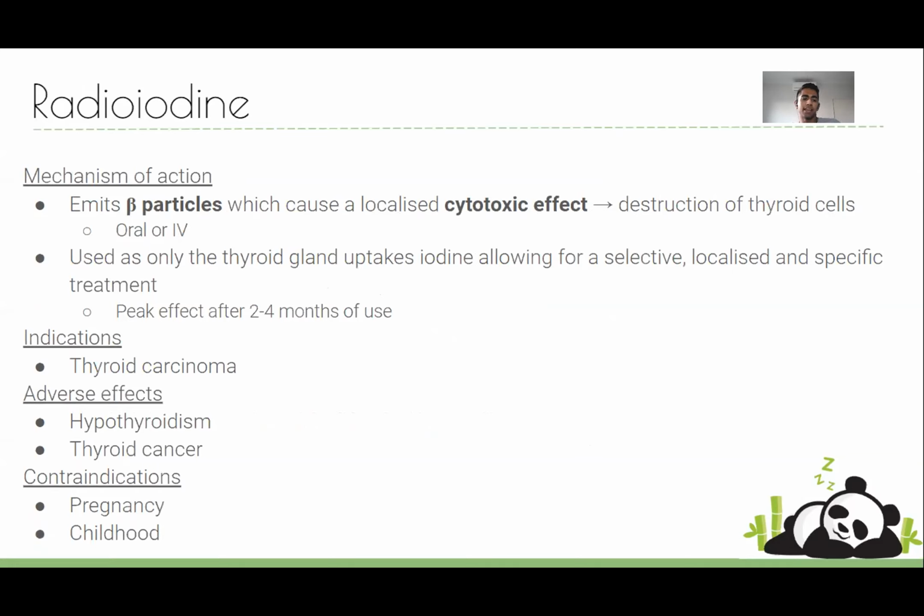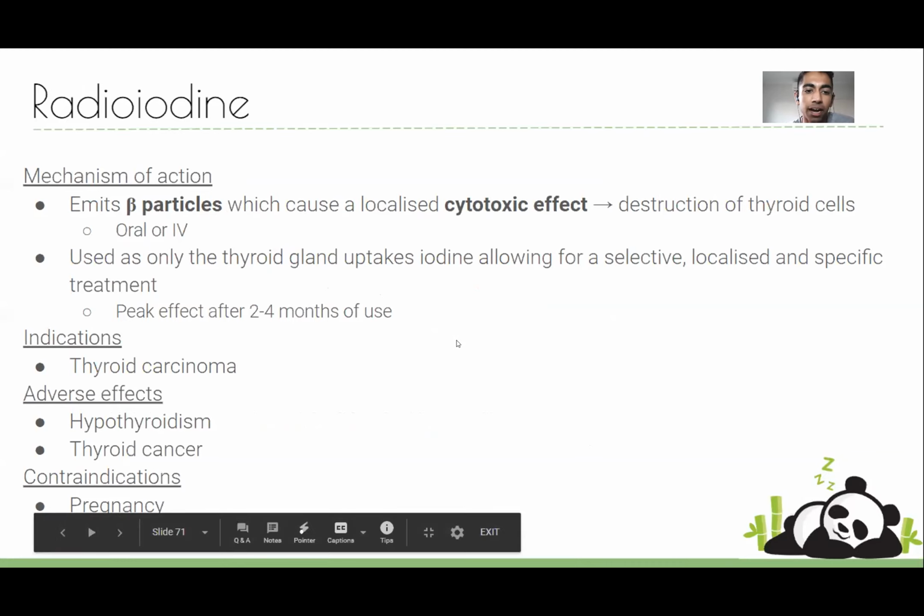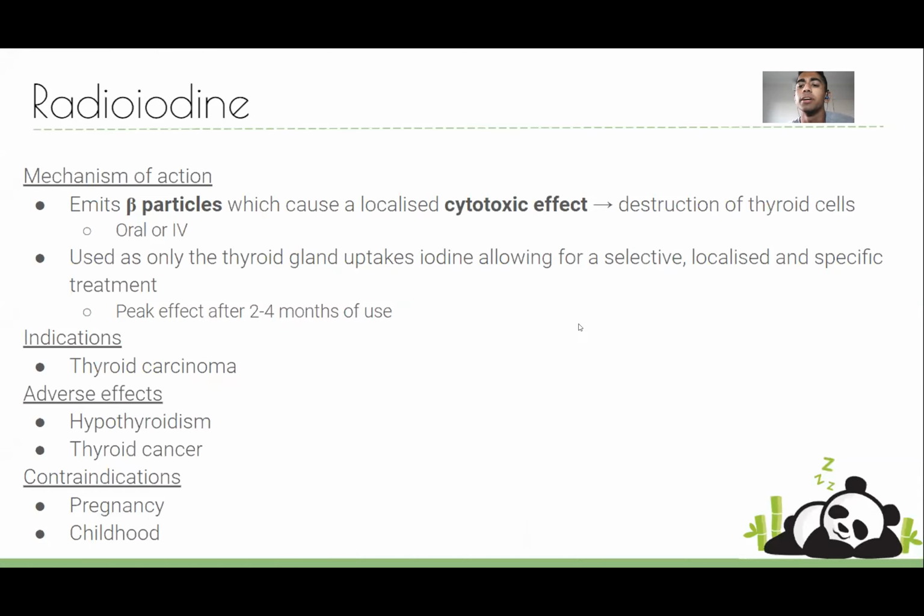Radioiodine. So this is mainly if we've got cancer. So what we do is we emit sort of these beta particles which have a local cytotoxic effect, and they're going to kill our thyroid cells. The reason why we use it is because they only work on our thyroid cells, because our thyroid gland is the only structure which really takes in iodine. So it's the only one that's going to be taking these beta particles of radioiodine. And so it can be quite a good treatment. It's very selective, localized, and specific.